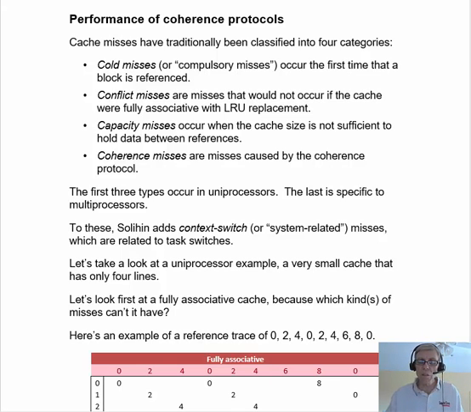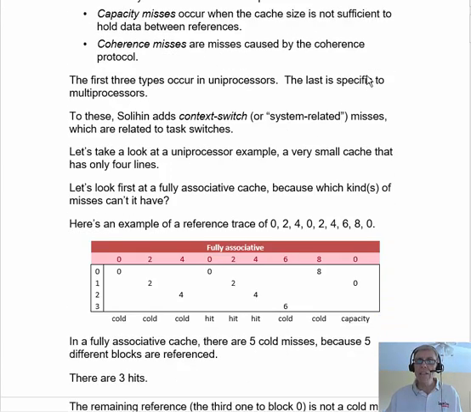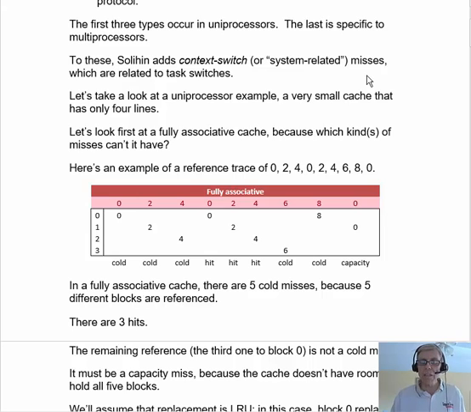And the Solihin text adds another kind of cache misses, context switch or system-related misses, which are related to task switches, because it's just not realistic to assume that a process is going to run to completion on the current processor. There are a lot of other processes and tasks competing for that processor's time, and most likely when some event occurs where there's a long wait, that task will be swapped out, or maybe when its time slice is up, and some other task will begin. So when a task is swapped out, it's going to lose some of its lines in the cache before the next time it gets swapped back in, and that's why there are context switch related misses.